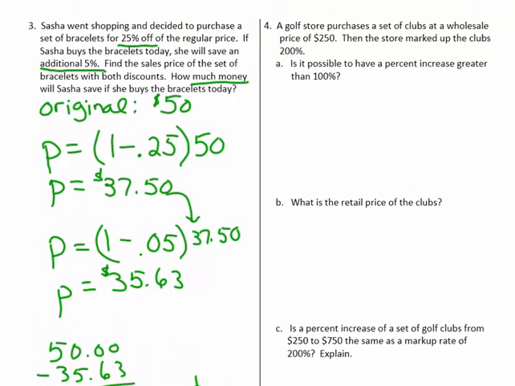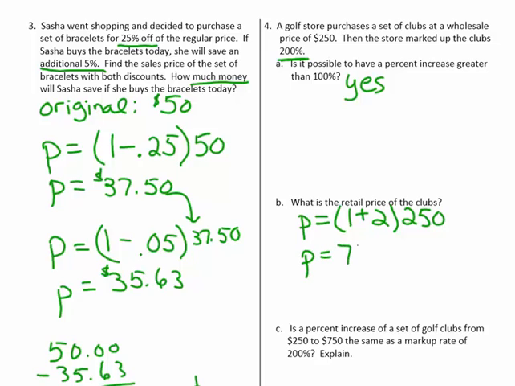A golf store purchases a set of clubs at a wholesale price of $250. Then the store marked up the clubs 200%. Is it possible to have a percent increase greater than 100%? Yes. So let's figure out how to do this. So what is the retail price, right? That's our selling price. So price part is going to be 1 plus this 200% as a whole number, so that's 1 plus 2. And then times my $250.